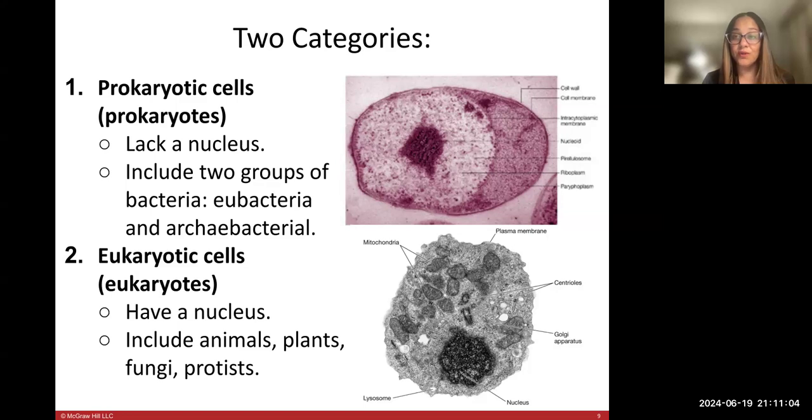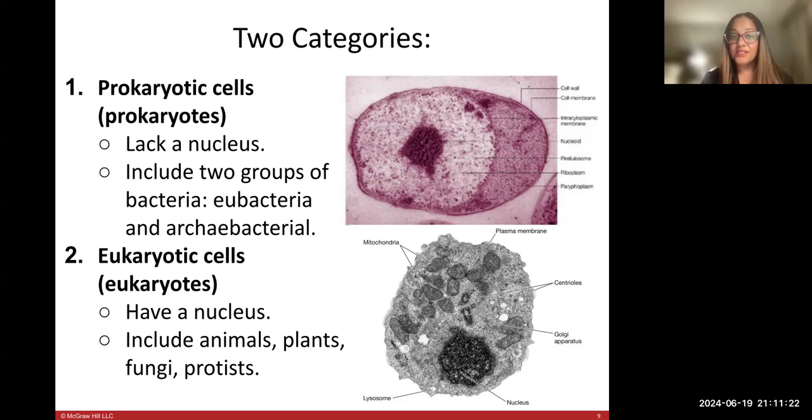They have a nucleoid region in the middle where all the DNA is kind of condensed, but it's not separated off by its own membrane. The prokaryotes include two groups of bacteria called eubacteria and archaebacteria. We talked about that a little bit when we talked about classification in the last chapter.